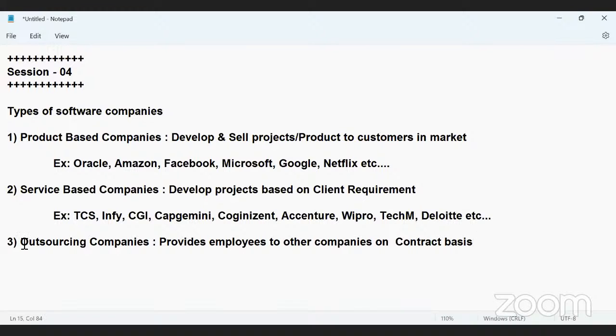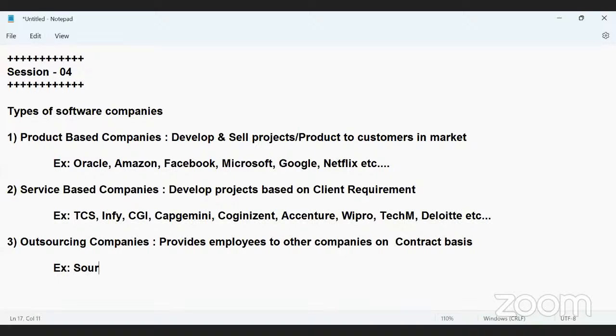Nowadays, most of the service-based companies are doing this outsourcing business also. That means I will take 10 Java developers and give those 10 Java developers to Oracle company for a 6 months contract. So you will be recruited from one company, but you will be developing the project for another company. So that is your contract job. You will be selected for one company, but you will be doing the project for another company. So there are so many outsourcing companies available in the market.